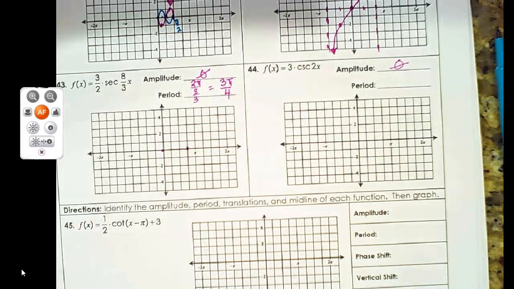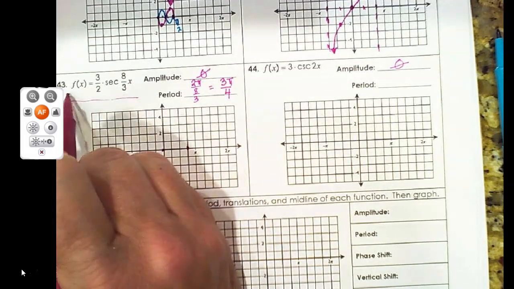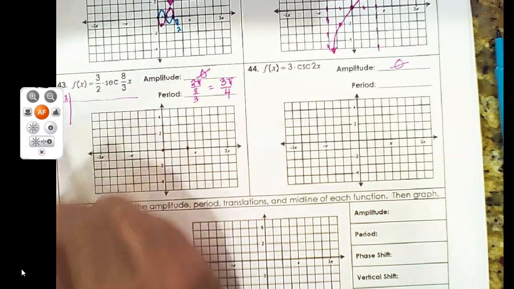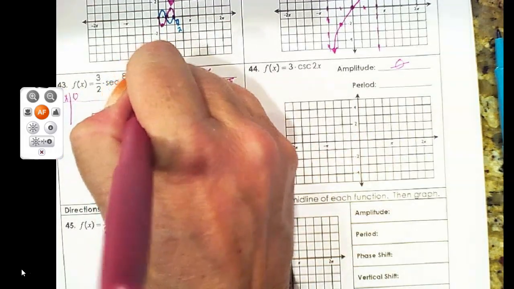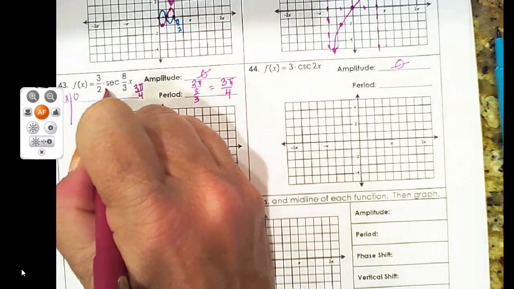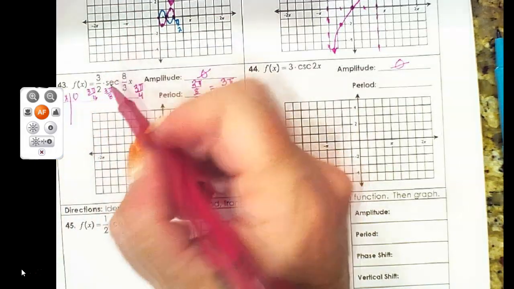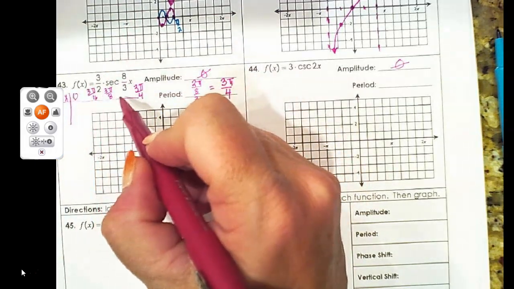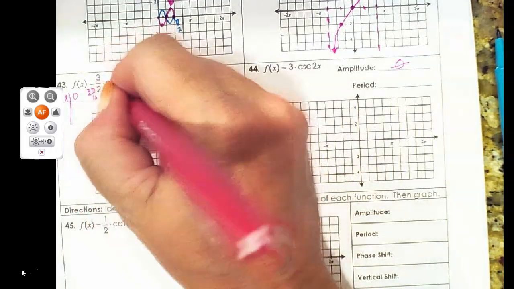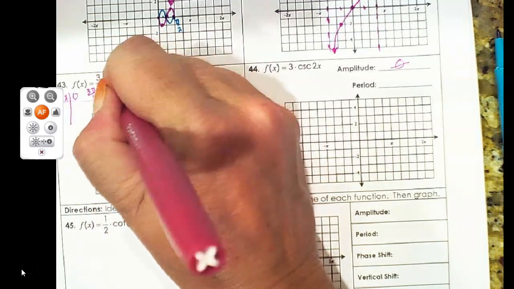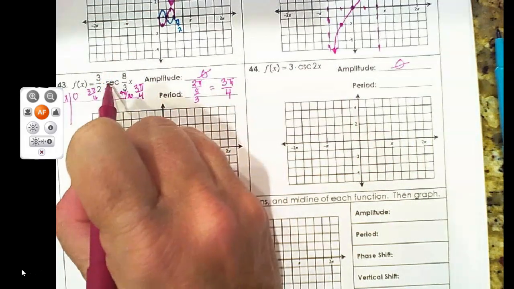So I'm going to go ahead and make my endpoints. I'm sorry, I'm squishing everything in here. From 0 to 3 pi over 4 is going to be one cycle. So halfway is 3 pi over 8. Halfway there is 3 pi over 16. And then to find this last point here, I'm going to do 3 pi over 16 plus 3 pi over 8. That's 9 pi over 16. So I'm going to squish that in. 9 pi over 16.